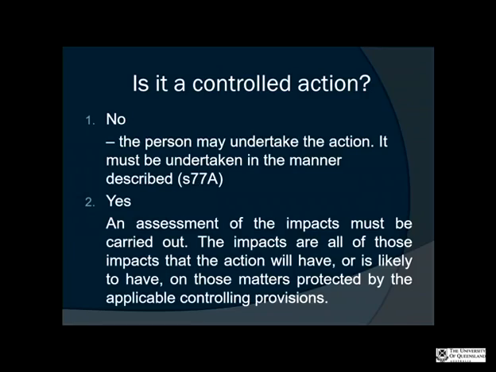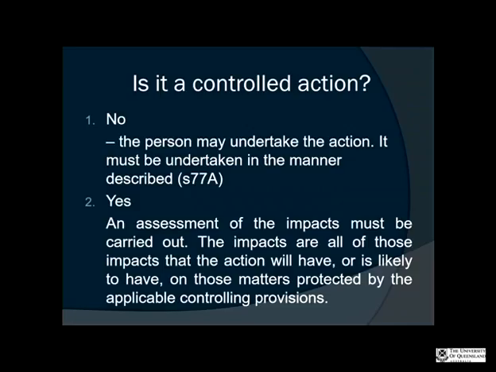So, we ask ourselves, is it a controlled action? If the answer is no, then the person can undertake the action, but they have to undertake it in the manner described. So let's say that the proposal is to build something over a certain footprint, and then the design is changed significantly so that the footprint of the build is much larger, then they have to go back and make a new referral under the EPBC Act.